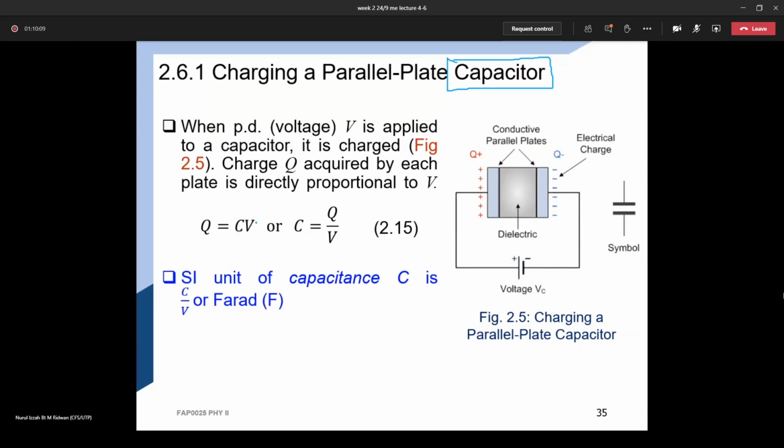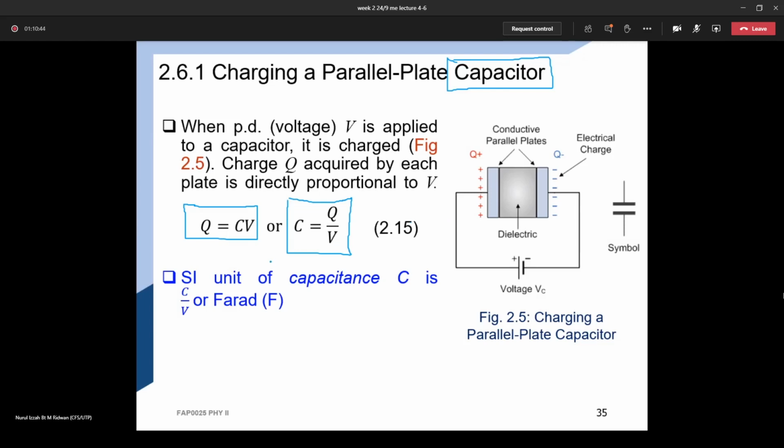So how to calculate the charge on the plates? This is the equation: Q equals CV, where Q is the amount of charge built up on the plates, and C is the capacitance of the capacitor. I will show you later how to calculate it, or you can just write it as C equals Q over V. So the amount of charge depends also on how much the power supply to the circuit is.